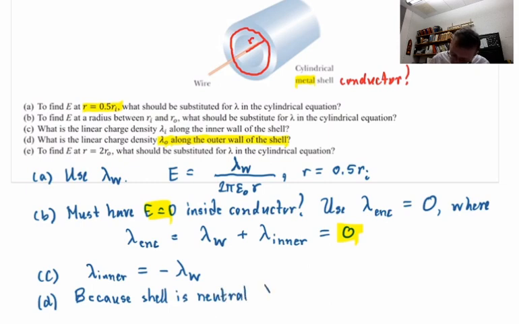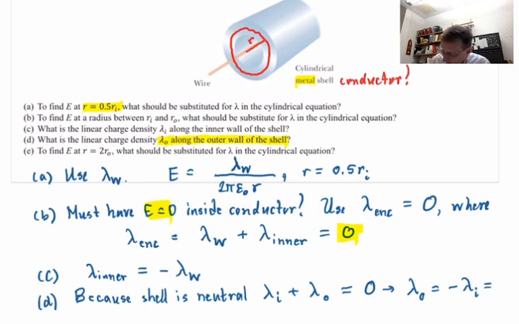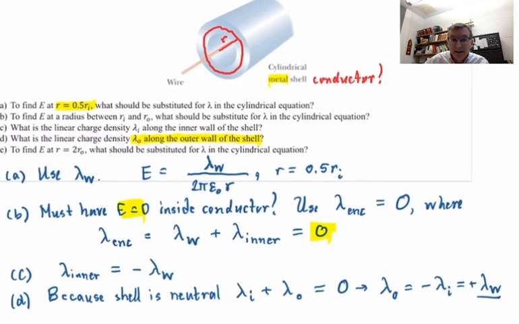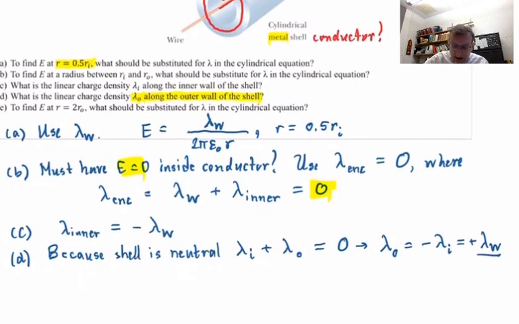Any linear charge density that's induced on its inner surface, when combined with any linear charge density induced on its outer surface, must equal 0. From which I can conclude that lambda outer is negative lambda inner. I'll use I for inner. But lambda inner is negative lambda wire. So this is just plus lambda wire, the same as the charge per unit length of the wire. Okay? Just like that.